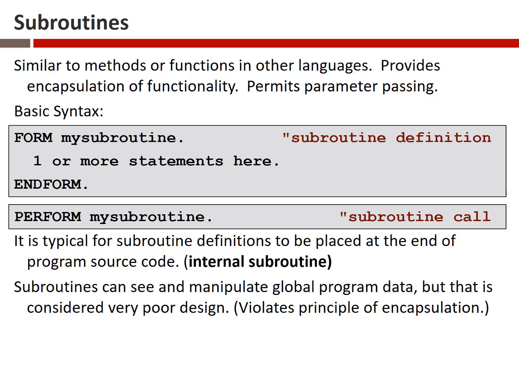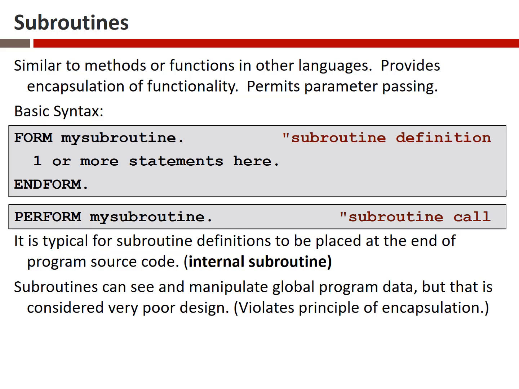Now, the one thing you do have to be aware of, and this harkens back to, once again, ABAP being a very old programming language that supports backwards compatibility throughout all its many versions, is a subroutine can actually see global data in the program. But we don't want to do that. We don't want a subroutine to violate the principle of encapsulation. So what do I mean by that?